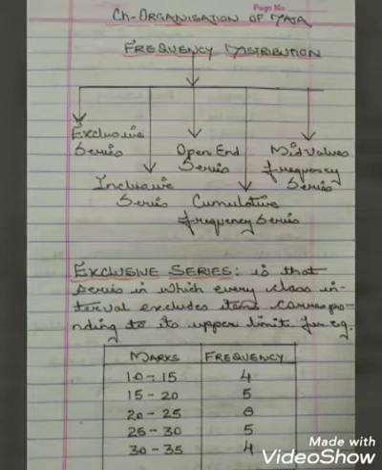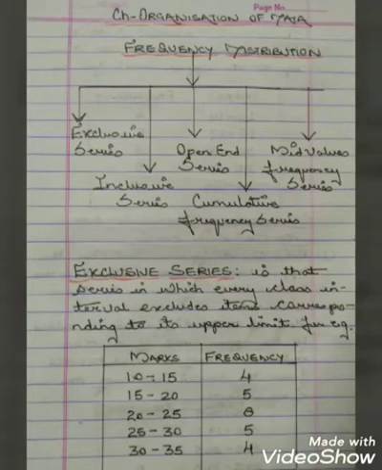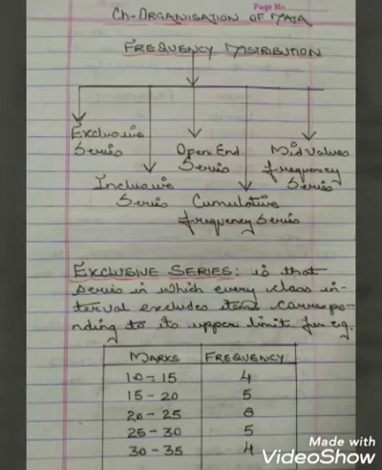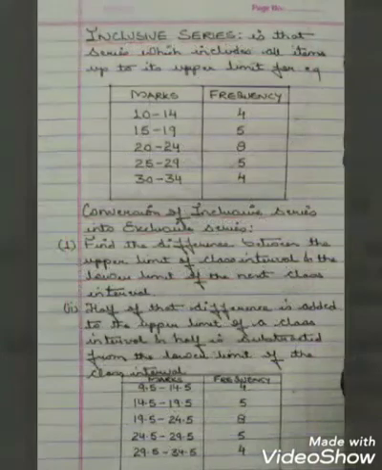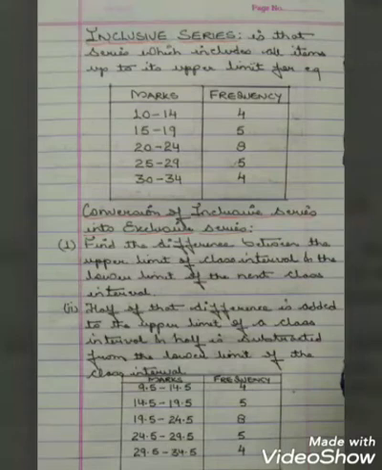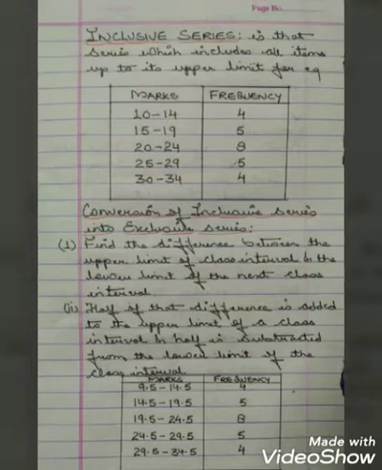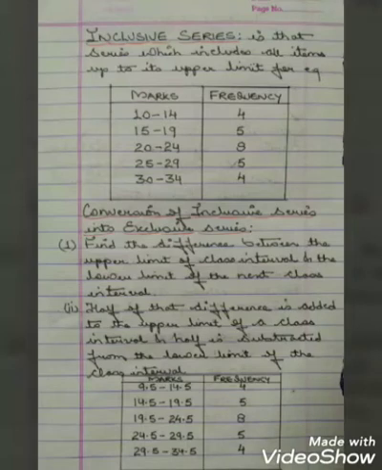And like this, we can see that in every class interval the upper limit of the previous one is the lower limit of the next one. Now the next series we have is the inclusive series. Inclusive series are those series which include all items up to the upper limit.